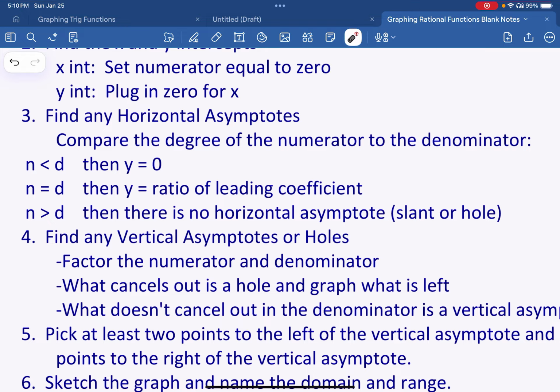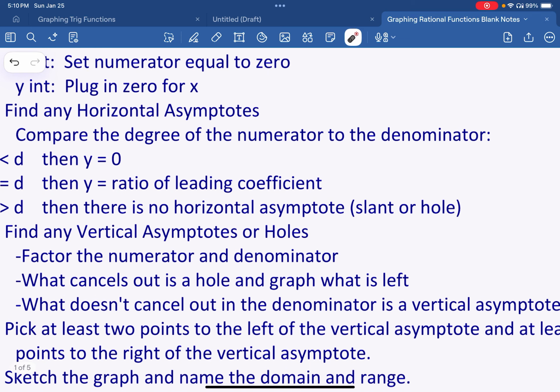But what you want to do is factor the numerator and the denominator. And then you look to see if anything cancels out. If something cancels out, set that equal to 0, and that is where the graph has a hole. You'll graph whatever's left over after that cancels out. What does not cancel out is what we call a vertical asymptote. So you use that denominator, wherever that denominator equals 0, to figure out if you have either a vertical asymptote or a hole.